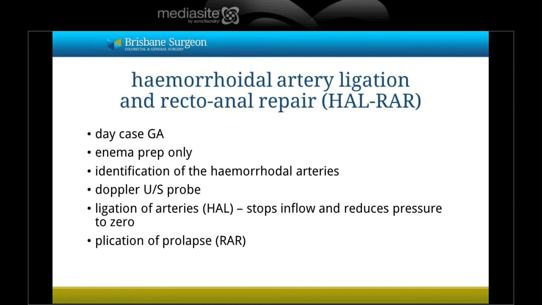The principle is to identify the blood supply of the hemorrhoids. These are the haemorrhoidal arteries, using a special Doppler ultrasound probe, and then to ligate the arteries. This then stops the inflow and reduces the pressure effectively to 0. There are usually somewhere between 6 and 9 arteries to find and ligate. The second part of the procedure is to plicate the prolapse, thus reducing it back into the anal canal.